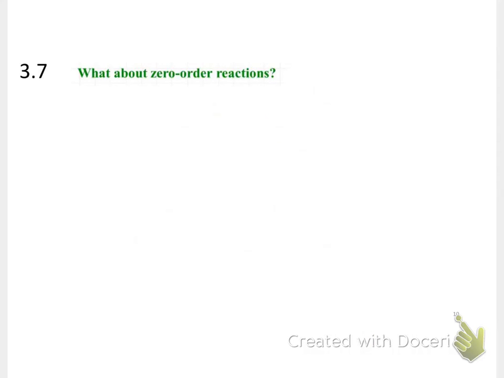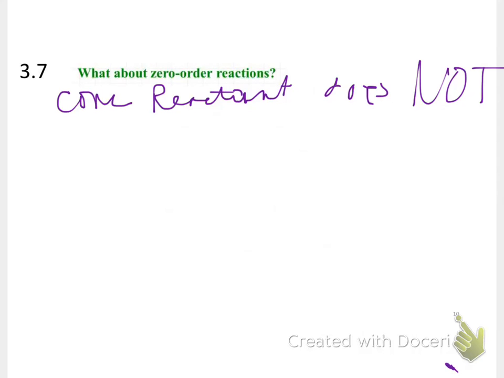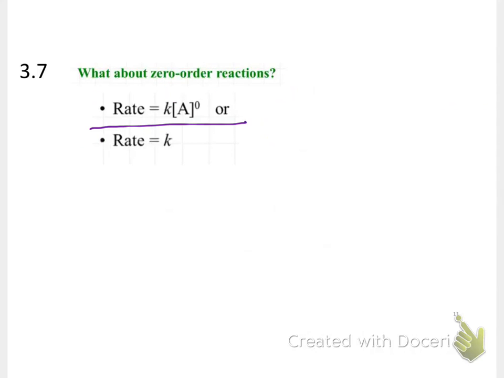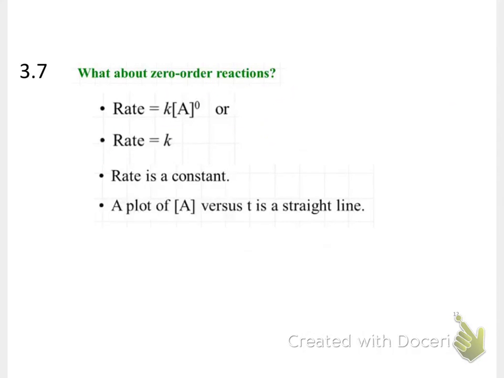So let's take a look at zero order reactions. Zero order reactions means that the concentration of the reactant does not affect rate. It doesn't matter how much we have in there, it's not going to change the rate of the reaction. Okay, so if we look at the equation, this is the rate equation for a zeroth order reaction, right? It's got an exponent of 0. And because anything to the 0 is equal to 1, the rate is just simply k. So if we look at this, rate's a constant.